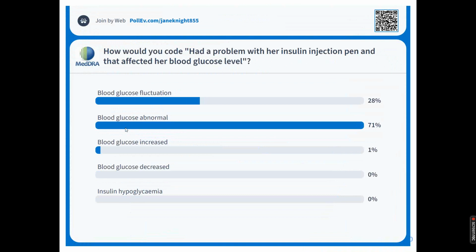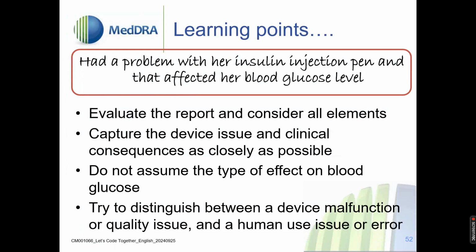Fluctuation to me means that it's unstable. It's going up and back down to normal, or going up or down and moving. Blood glucose abnormal seems like a safer option there. All we know is that there was an effect on her blood glucose. So let's close that poll.